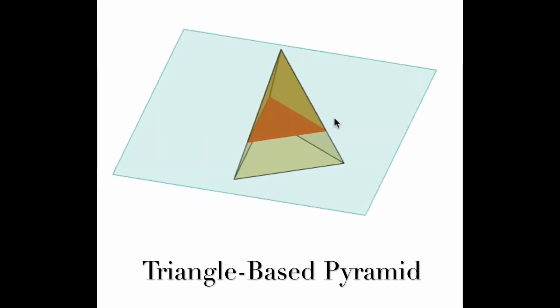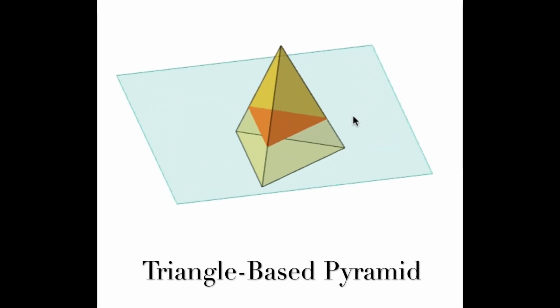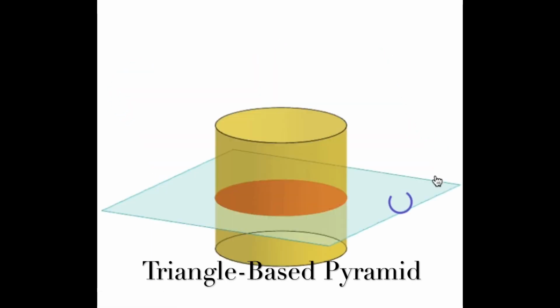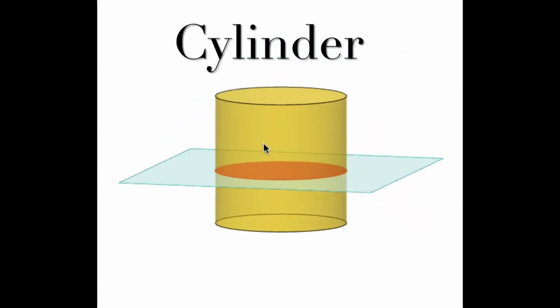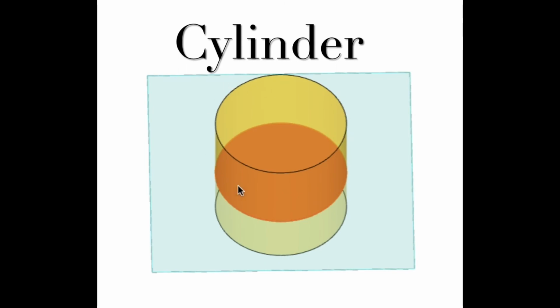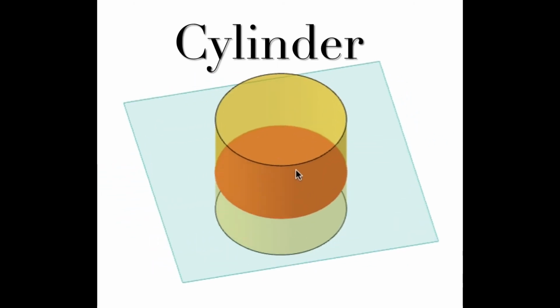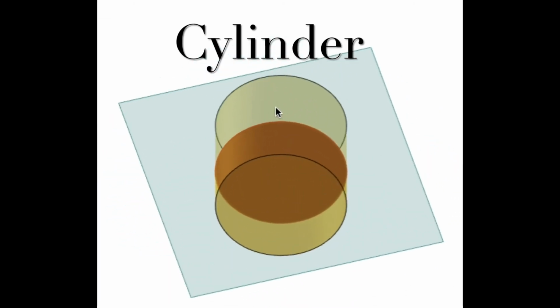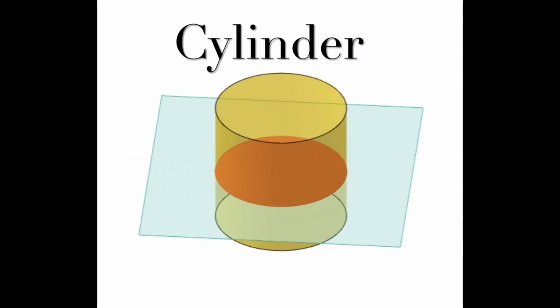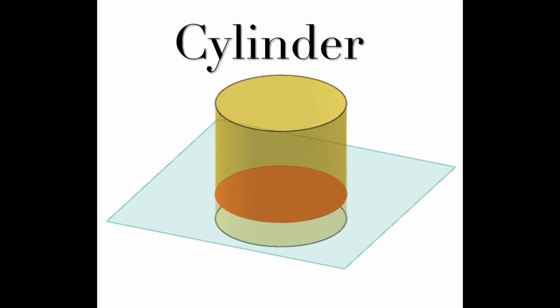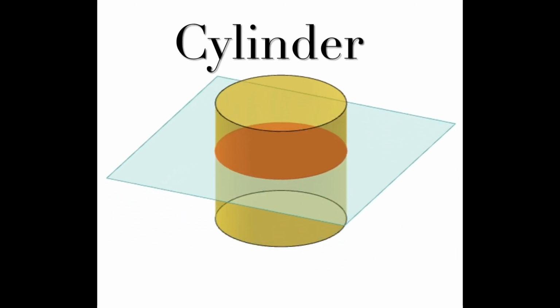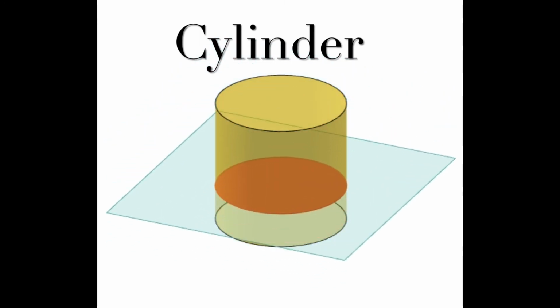Now, not all three-dimensional shapes have flat sides. This is an example of a three-dimensional shape that does not have a flat side. It has this curved side here. So we don't actually count that as a face because it is not flat. We say that this shape has two faces, the bottom and the top. And it's kind of like a prism because the bottom is the same shape as the top. We call this a cylinder.